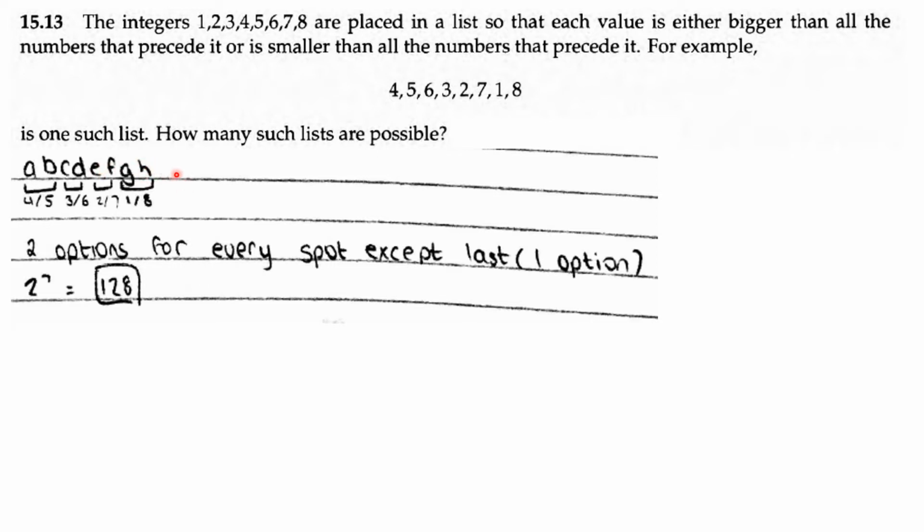So G and H have to be 1 and 8, then E and F have to be 2 and 7, same reasoning. C and D have to be 3 and 6, and A and B have to be 4 and 5. So there's two options for every letter, except for the last one. There's one option because that's the remaining one. So 2 to the power of 7 is equal to 128 options.